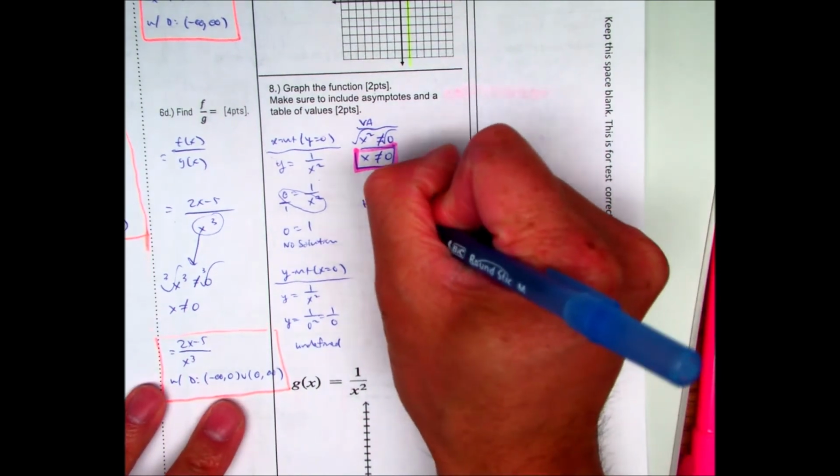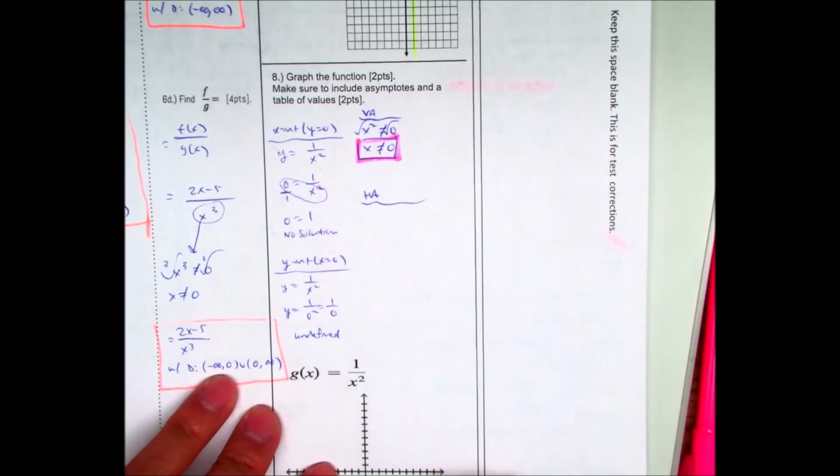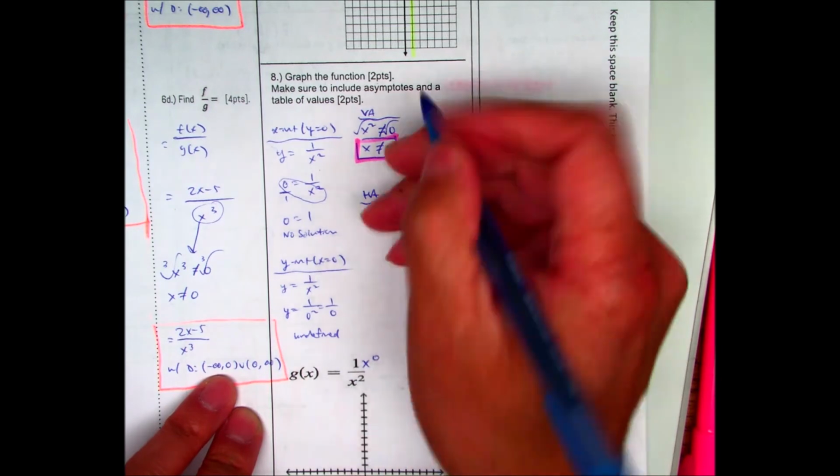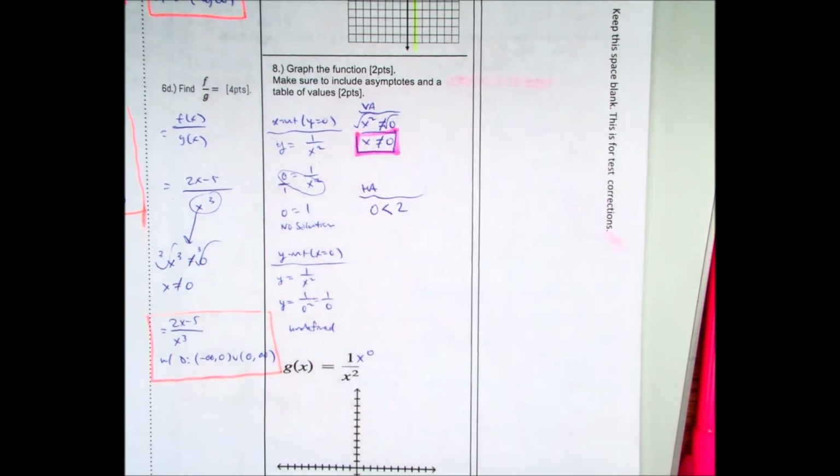Then the horizontal asymptote, we're going to compare the highest degree. So here, this one is like x to the 0. And then the next highest degree is 2 here. So think about what inequality you can put there. Well, the inequality you can put there is that 0 is less than 2. Okay? Well, what does that tell us?